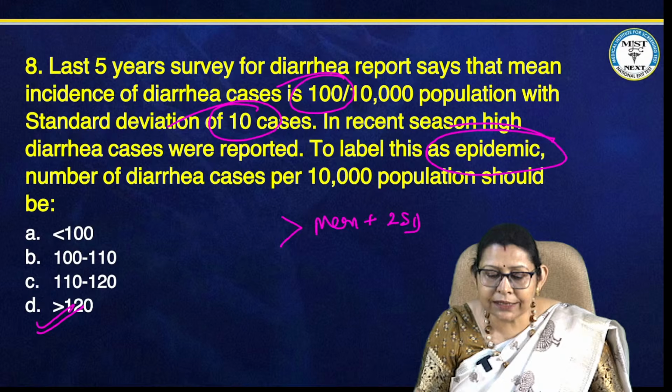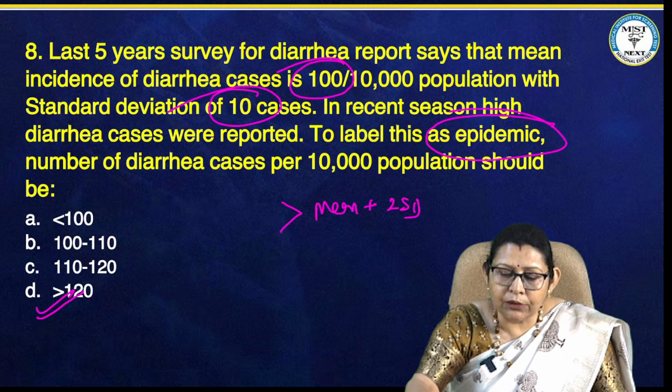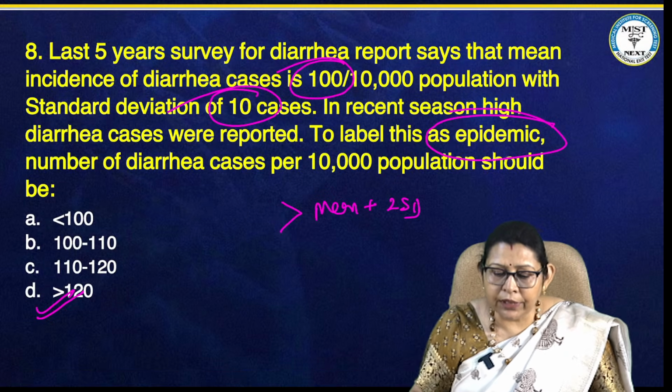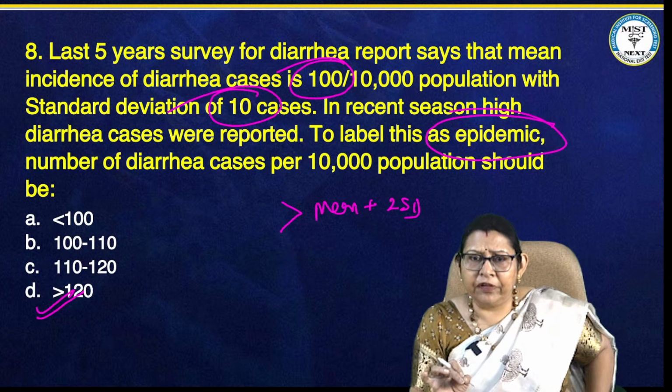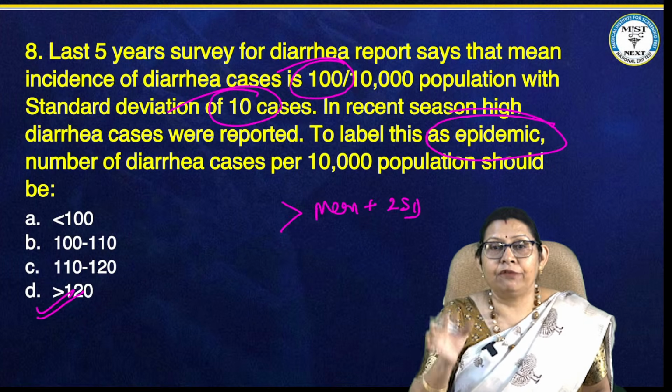And yes, you all had started answering correctly also, that it is option D, it is your correct answer. Okay, so see, they had converted the simple definition of epidemic into a numerical.